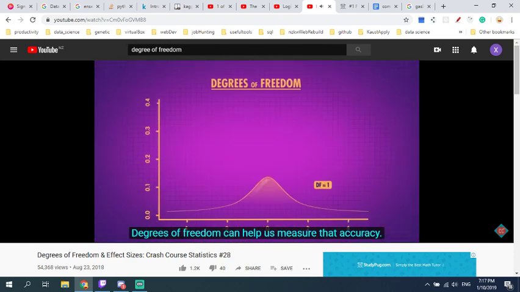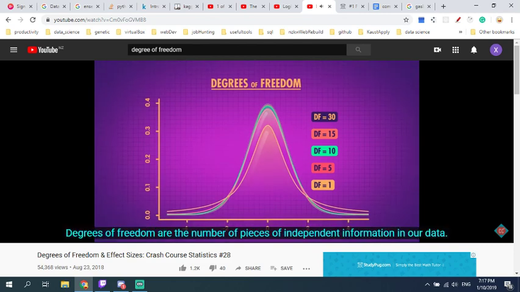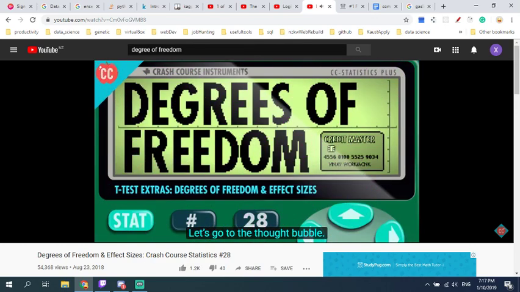Degrees of freedom can help us measure that accuracy. We choose our t-distribution based on the number of degrees of freedom that we have. Degrees of freedom are the number of pieces of independent information in our data. Let's go to the thought bubble.